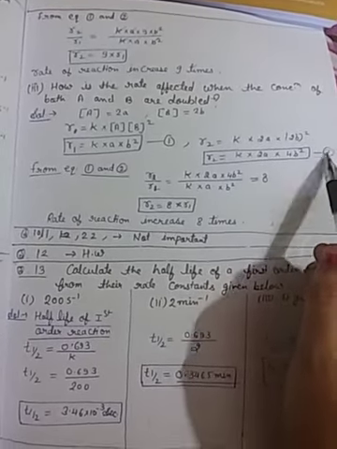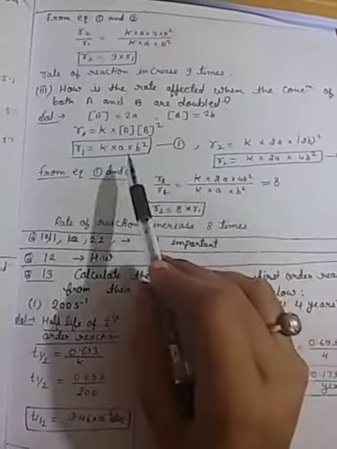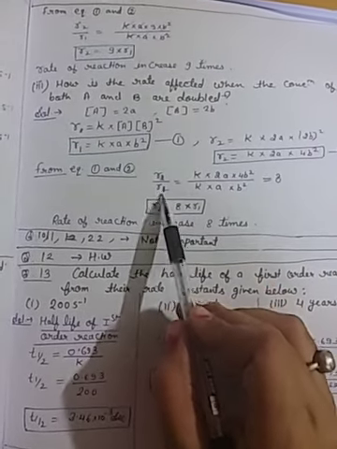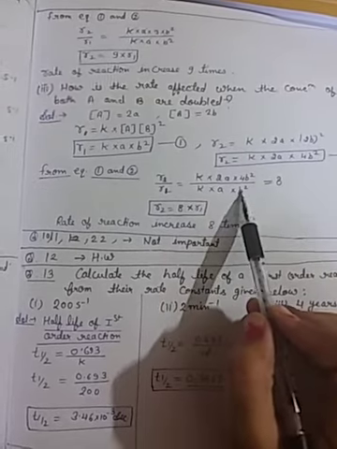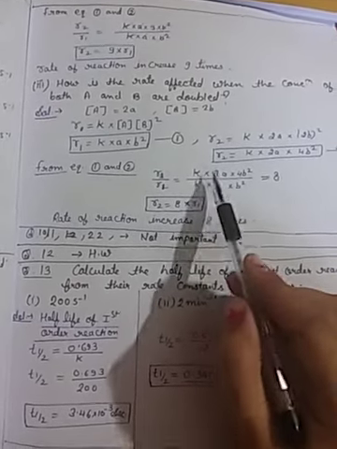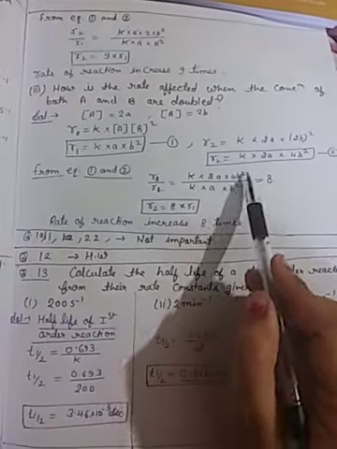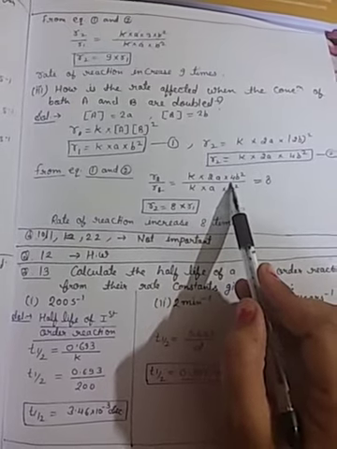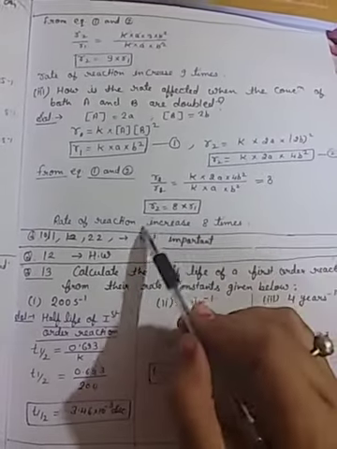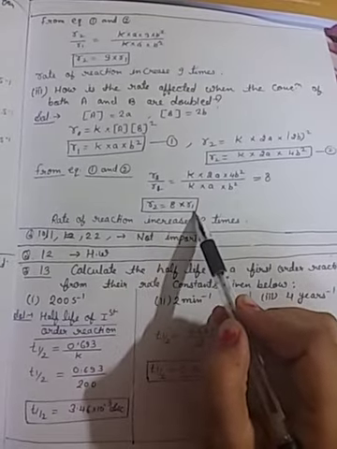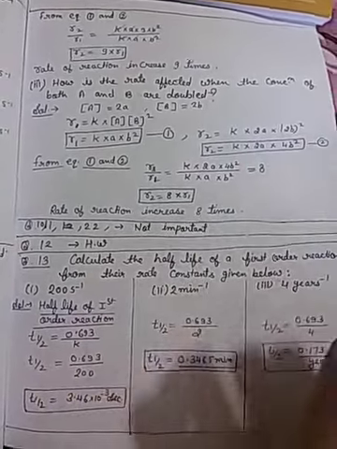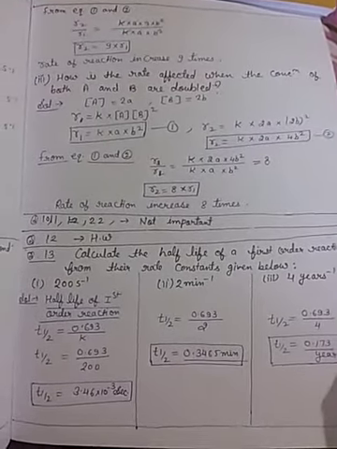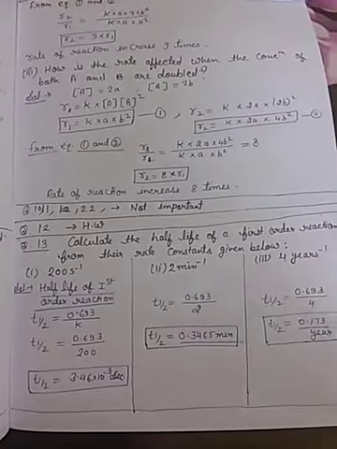So take equation number second and equation number first. R2 upon R1 is K into 2a into 4b square upon K into a into b square. K, a and b square cancel. So 4 into 2 is 8. So R2 is equal to 8 into R1. That means the rate of reaction increases 8 times. It is a very easy question, but it only requires practice.